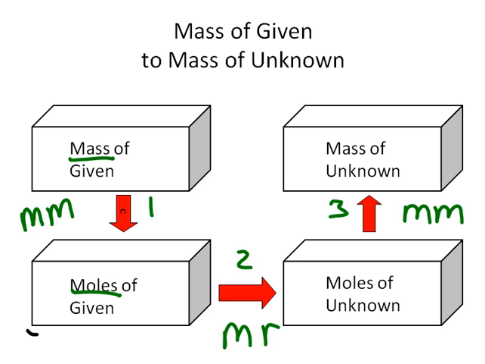Okay, going mass to moles or moles to mass, I need to use molar mass. Right? That's why I'm using molar mass twice. But the difference is here I'm going to use the molar mass of my given, and here I'm going to use the molar mass of my unknown. And then use the molar ratio here to go from moles of what I have to moles of what I want. Okay? So let's take a look at an example problem.